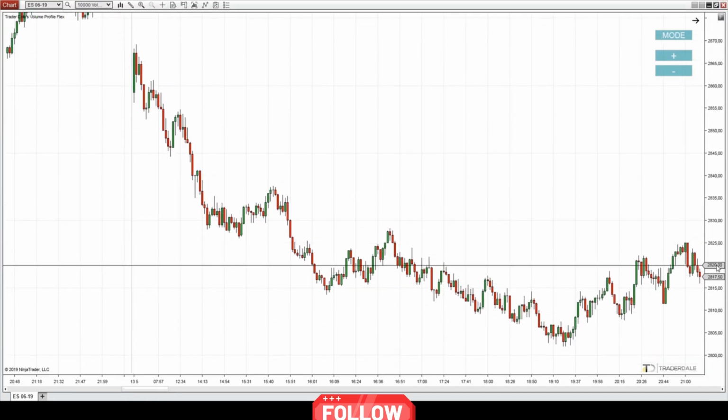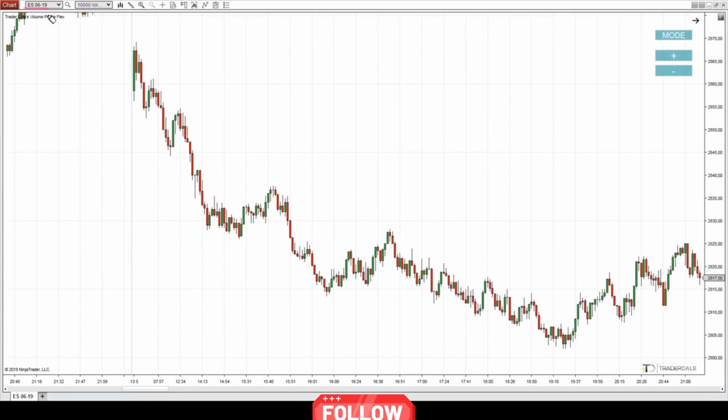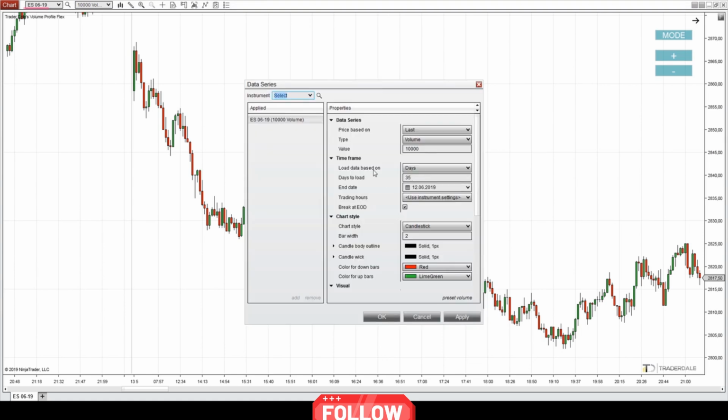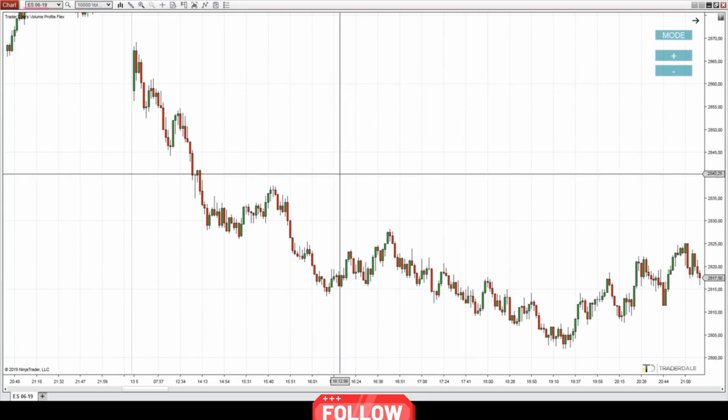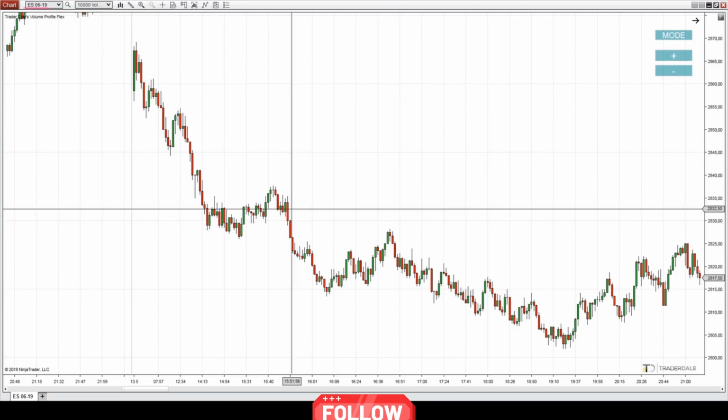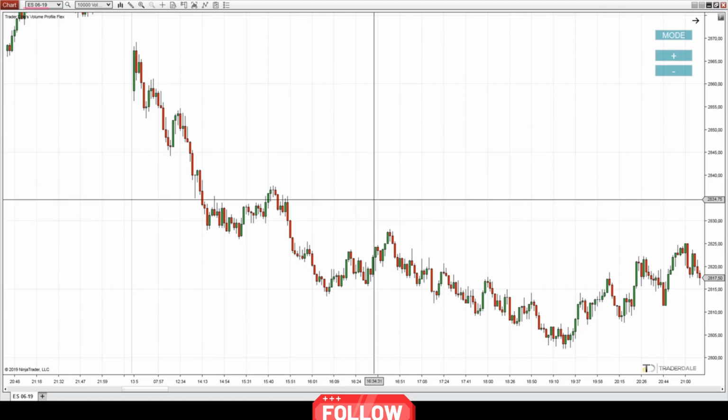So this is the ES chart, futures for Standard and Poor's index. And let me show you how I set the volume bars. So we go to data series, and in here I used 10,000, which means that every time 10,000 contracts get traded, the candle is closed and a new candle is opened. All right, so that's the chart.